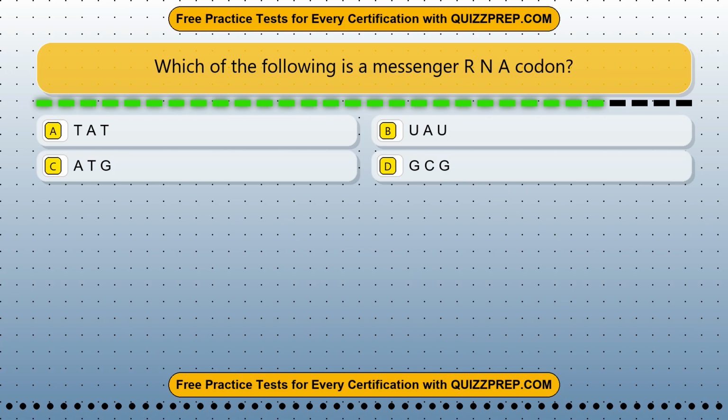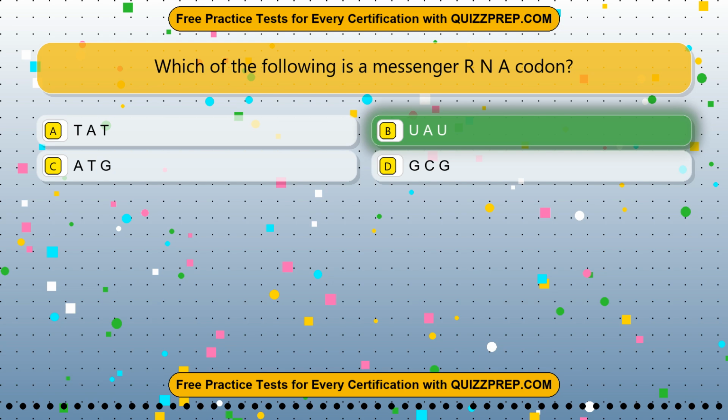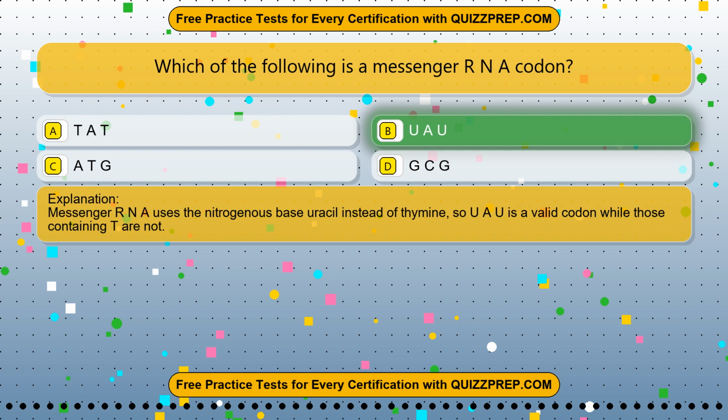Question 8. Which of the following is a messenger RNA codon? Option A. TAT. Option B. UAU. Option C. ATG. Option D. GCG. The correct answer is option B. UAU. Messenger RNA uses the nitrogenous base uracil instead of thymine, so UAU is a valid codon while those containing T are not.